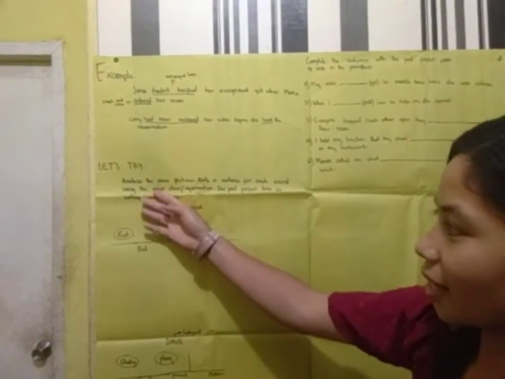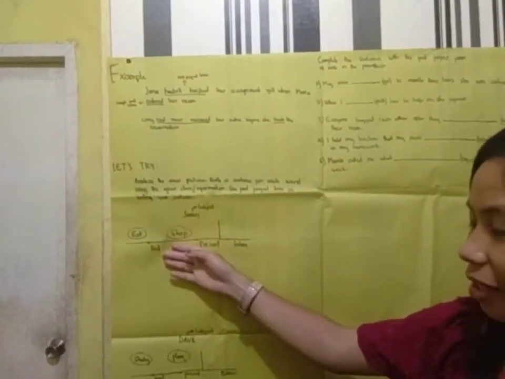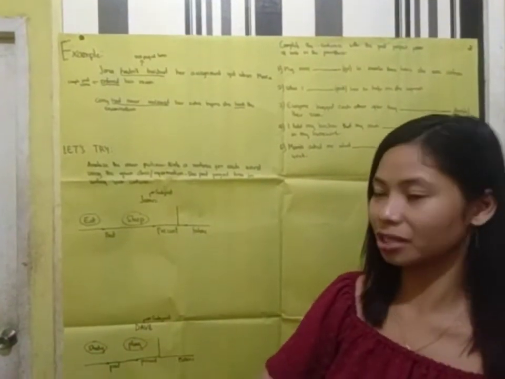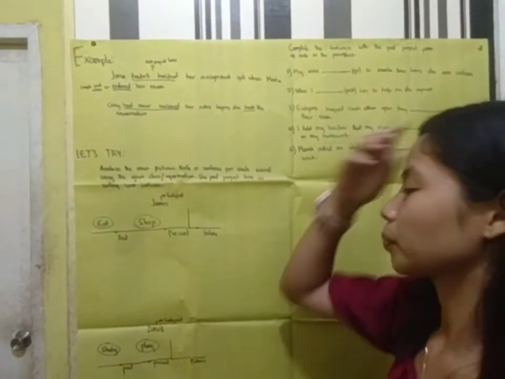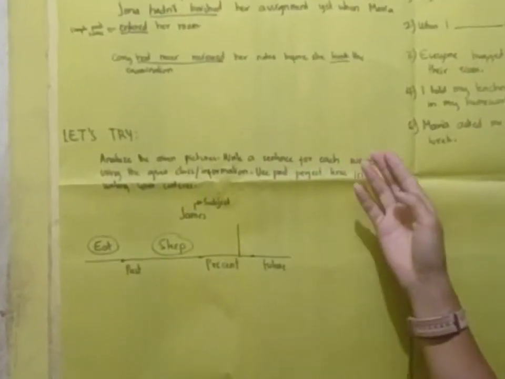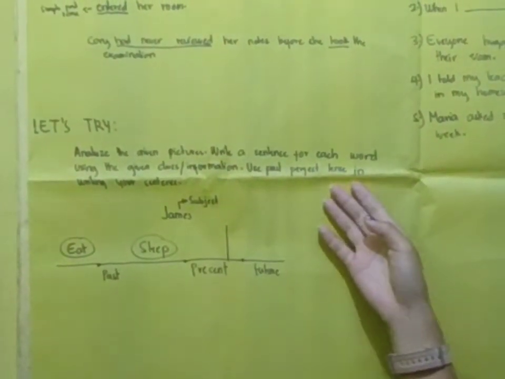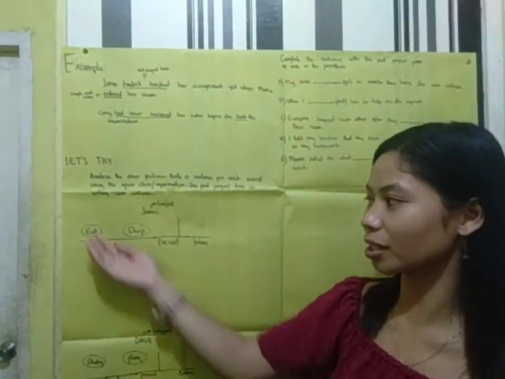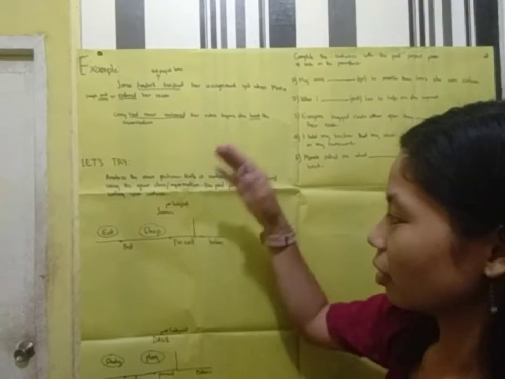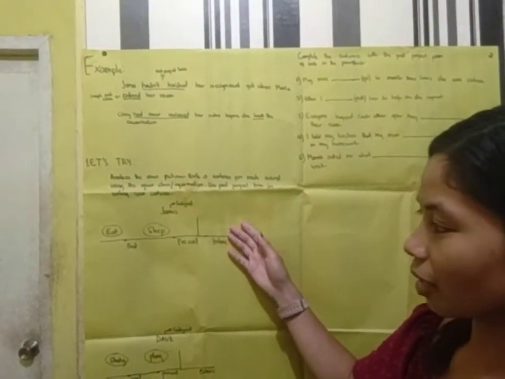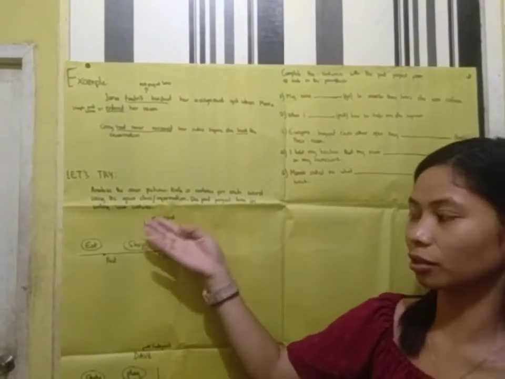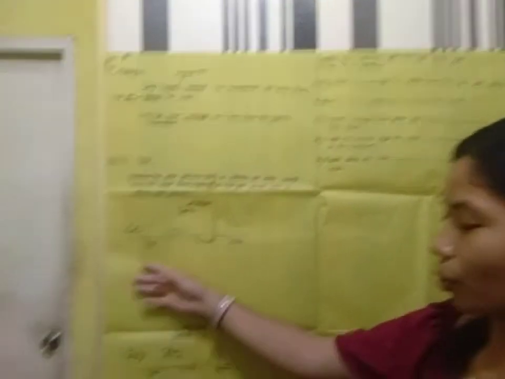So in here, let's try. If you get it, then let's analyze the given pictures or the words. Since we don't have pictures, let's use words. Write a sentence for each word using the given clues. Use past perfect tense in writing your sentence. I will give you seconds to analyze, and in this analysis we will be using James as the subject. So go.